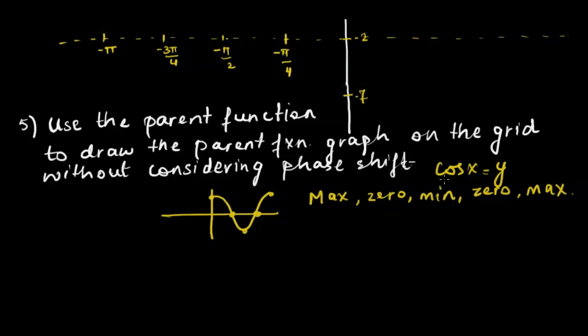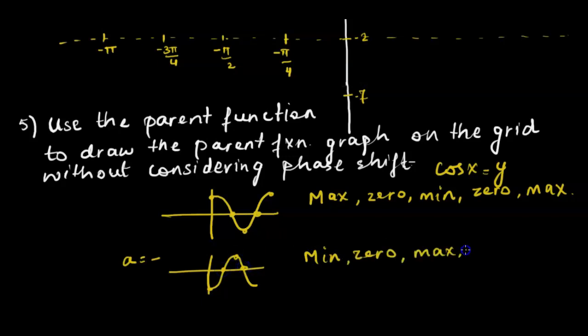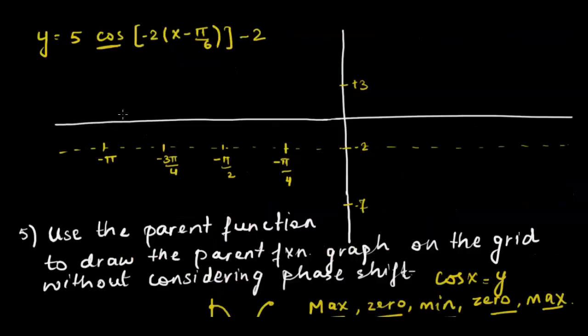Because if a is negative, so if it becomes negative cosine x, then the cosine function is going to flip like this. So the first point when a is negative would be min. The next point is 0. Next is max. Next is 0. And next is min. In our example, a is positive, so we would be using these points: max, 0, min, 0, max. However, these points would be made on this grid.